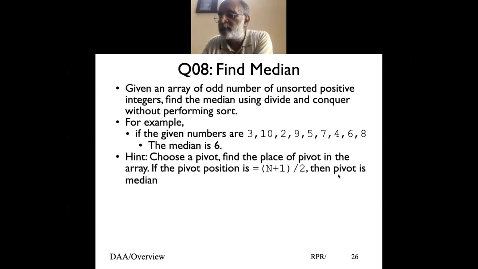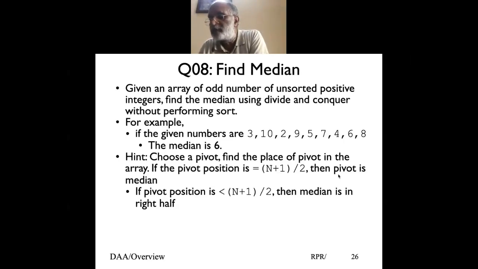So let's say the given numbers are x, and the median is 6. How do we figure it out? Choose a pivot. If the pivot happens to be in this position, we are done. If it is not, let's say we look at 3, and if its position is less than this, then we know the median will be in the right half.